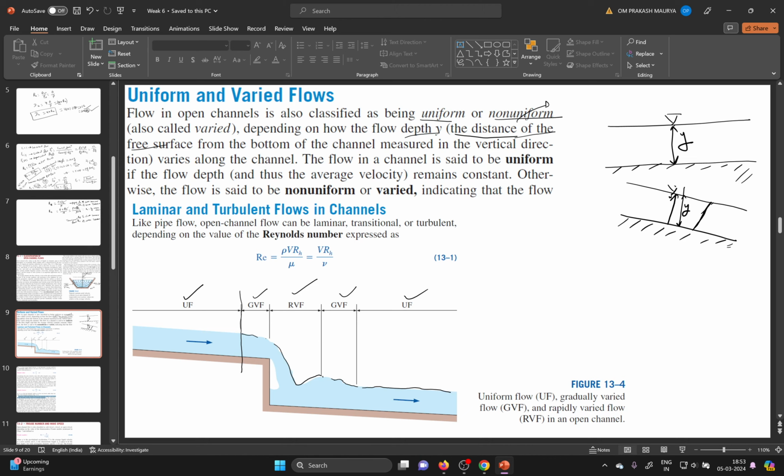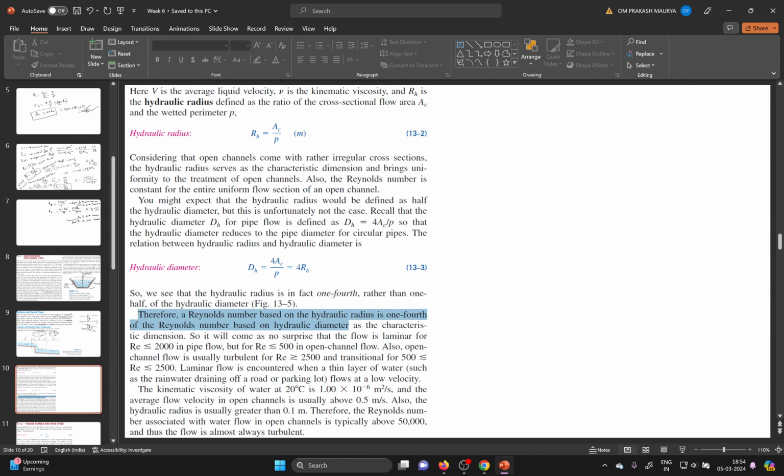Okay, I hope you got the point. Here the Reynolds number is defined like that for laminar and turbulent flow: rho U R_h divided by the dynamic viscosity, and the kinematic viscosity is nothing but the dynamic viscosity divided by rho. If you replace this, you will find it. Now moving ahead, what I discussed previously is given here: hydraulic radius and hydraulic diameter. You can go through this slide and you will easily be able to understand what I was telling.